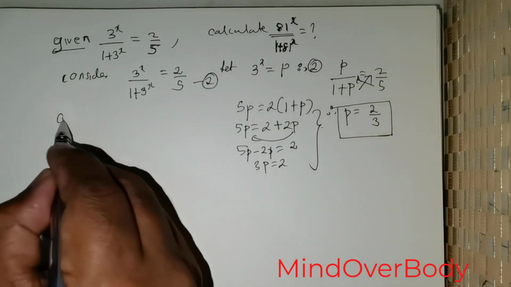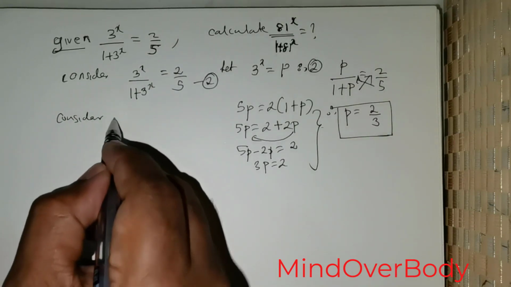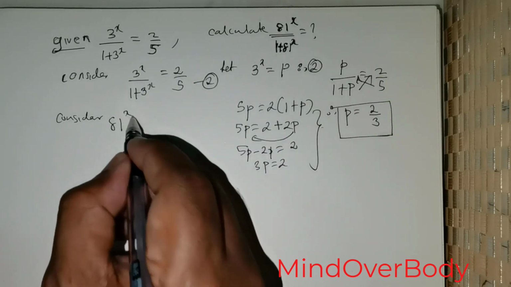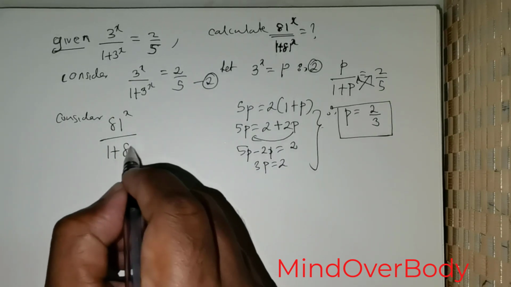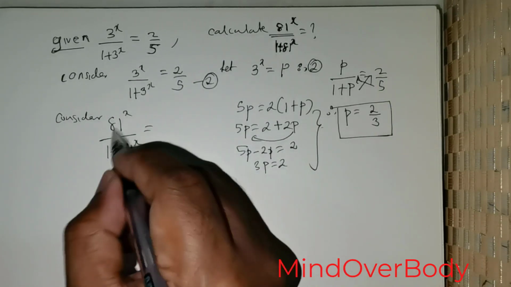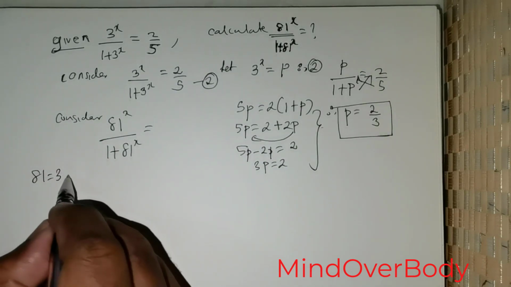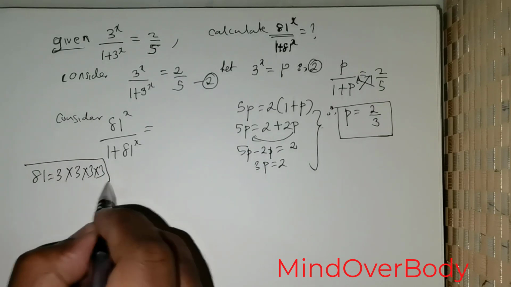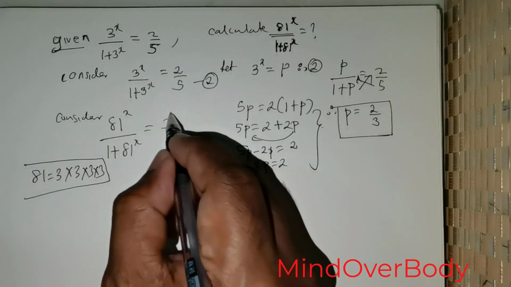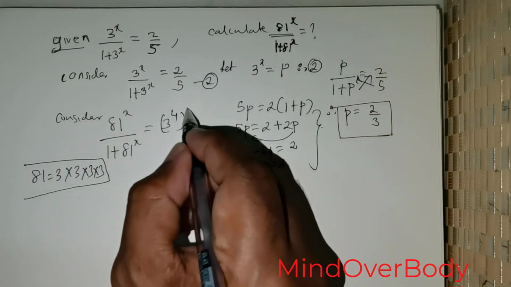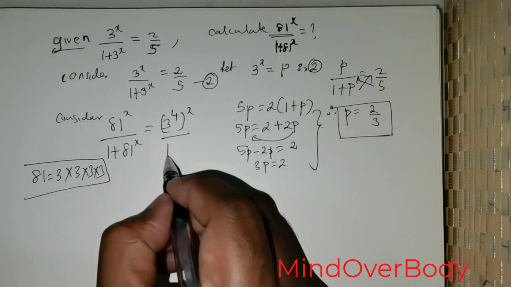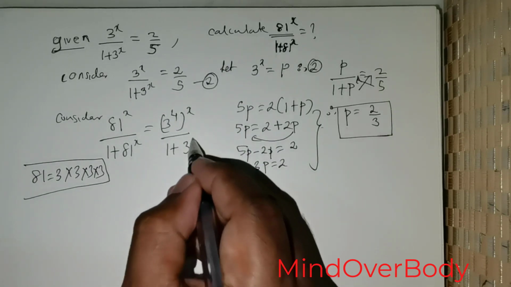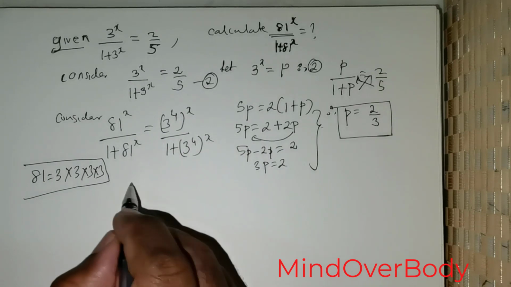So now I'm going to consider the question 81^x / (1 + 81^x). I can rewrite 81 as 3 times 3 times 3 times 3. So that would mean the numerator is going to be (3^4)^x, followed by 1 + (3^4)^x.